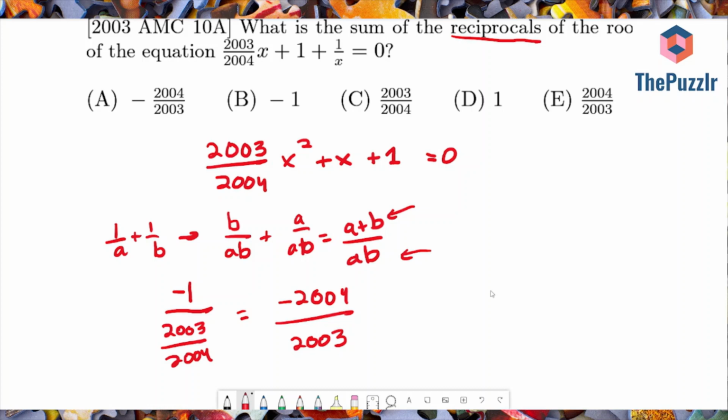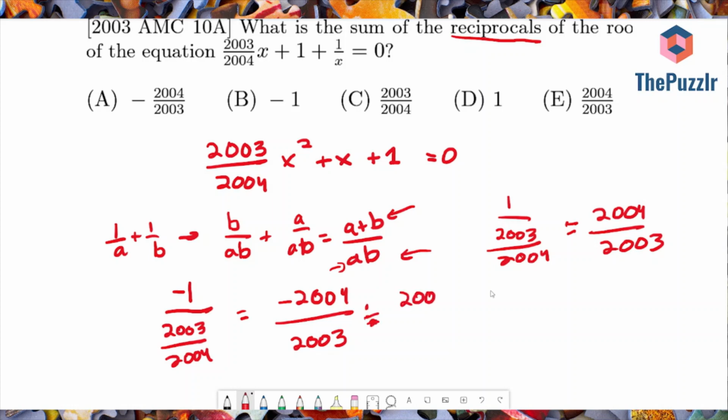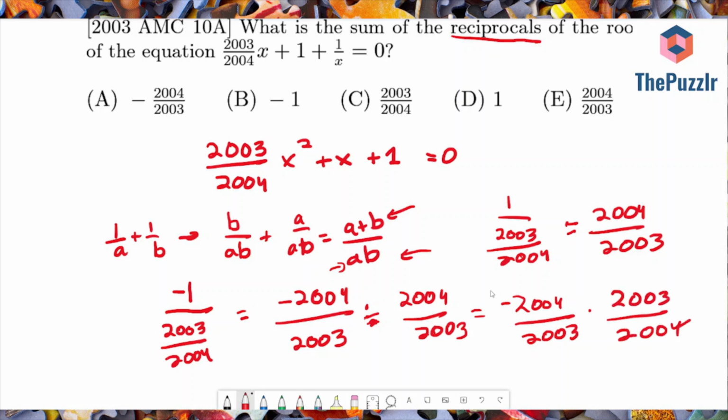Okay, ab is going to be equal to c over a, or 1 over 2003 over 2004. These numbers are looking a bit nasty, but the choices don't look too complex, so let's hope that something will cancel out. So this will give us 2004 over 2003. Now, we're dividing this, so dividing by 2004 over 2003 is the same as multiplying by 2003 over 2004. So this would be negative 2004 over 2003 times 2003 over 2004. And now everything just cancels, and we're left with negative 1 as our answer.